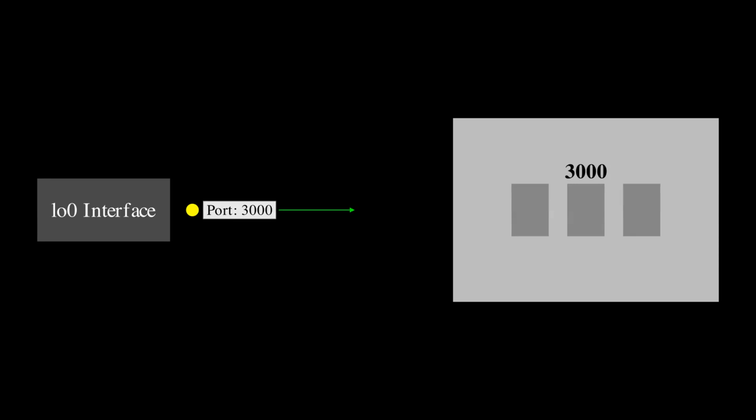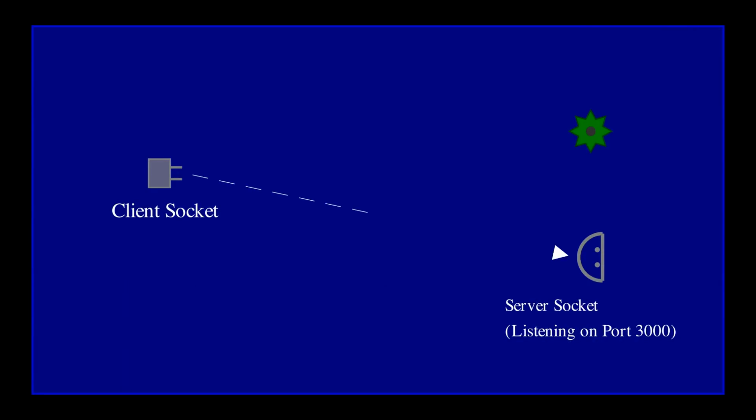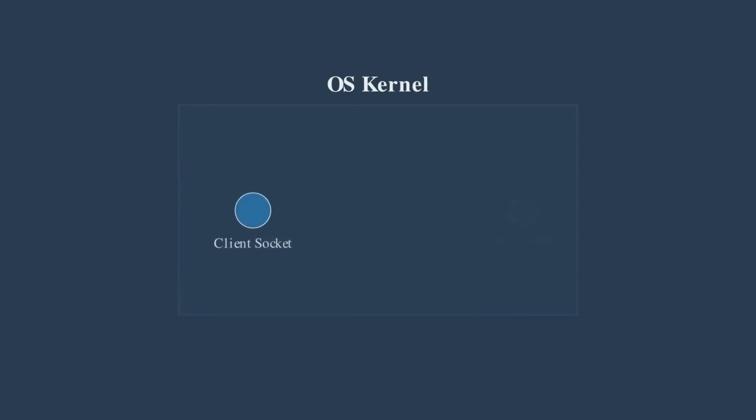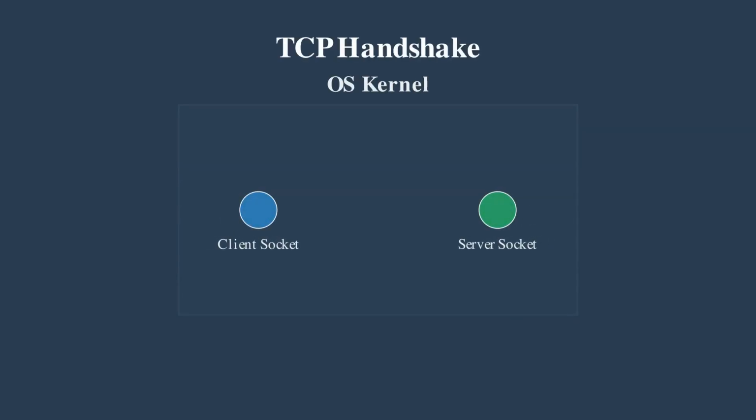The operating system uses this port number to deliver the request to the correct application, ensuring it reaches your specific web server. Your browser, the client, opens a socket and attempts to connect to the server socket, listening on 127.0.0.1 at the specified port. A TCP handshake involving SYN, SYN-ACK, and ACK packets occurs. This is all handled internally by the OS kernel to establish a reliable connection.